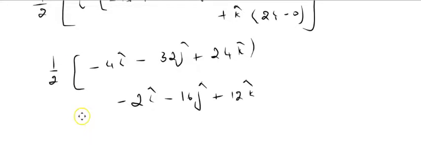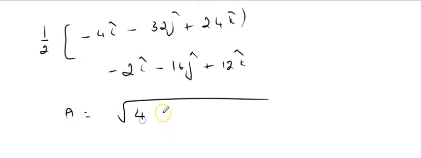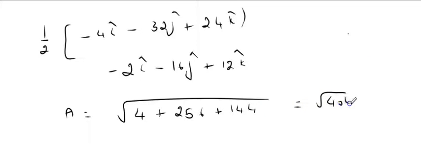So the area is now going to be the magnitude of this. So therefore area is now going to be root over 2 2s are 4 plus 16 squared is 256 plus 12 squared is 144. So that is now going to give you 144 plus 256 plus 4, root over 404 square units.